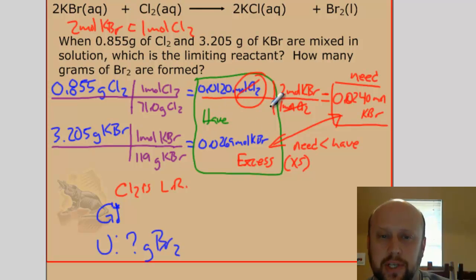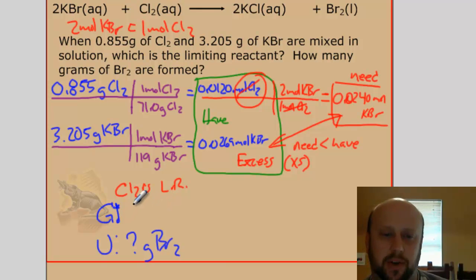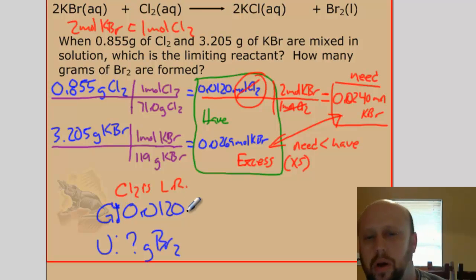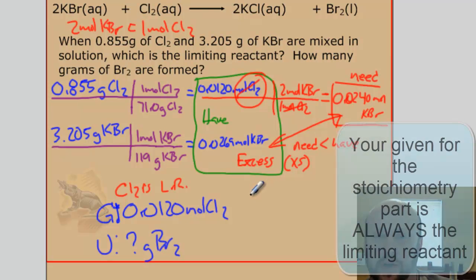Now here's the good news. I can save myself some calculation. I don't have to start back with the grams of Cl2. You're given in a limiting reactant problem, once you get to the stoichiometry part, once you figure out which is limiting, you always take the limiting reactant, and that is your given. Okay, so 0.0120 moles of Cl2. So I need to turn moles of Cl2 into grams of Br2.